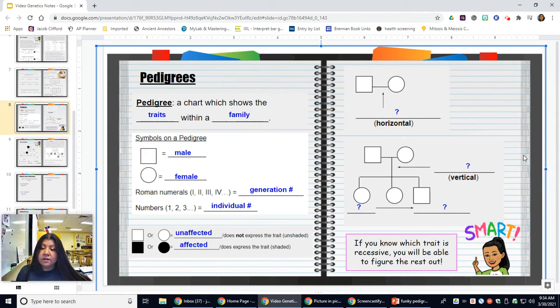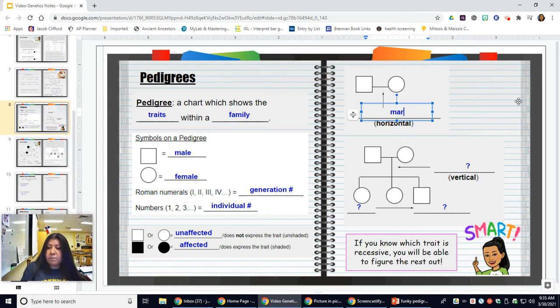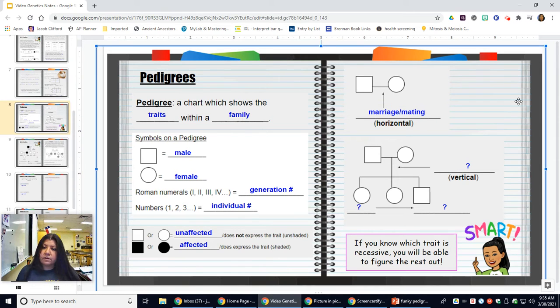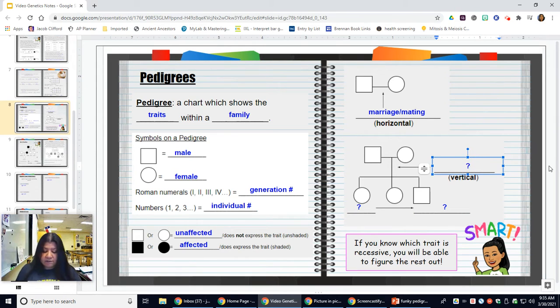Okay. So in addition to all of these little labels, I can have horizontal lines connecting my male and my female. And so what those are, marriage lines. Okay, so marriage or mating lines. So that indicates that those 2 individuals married, as typical for a family tree, or mated. So I can also have a vertical line that's coming down from this marriage line. And so that vertical line indicates those are the offspring.